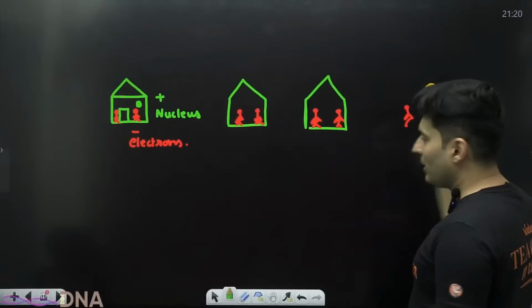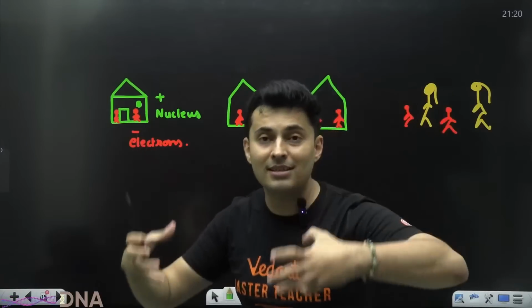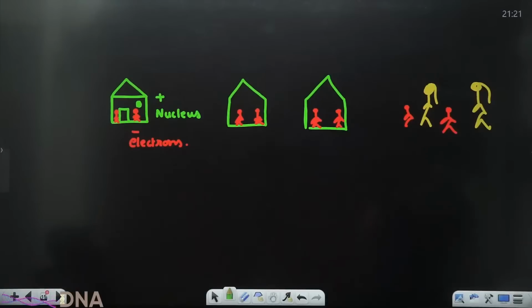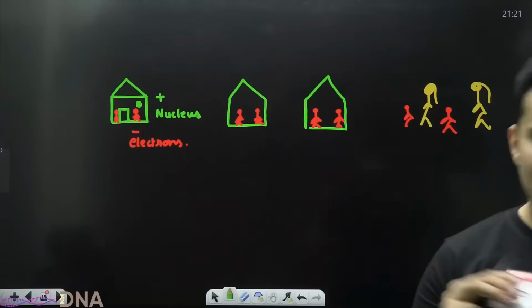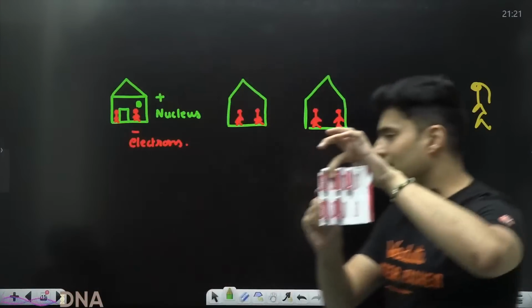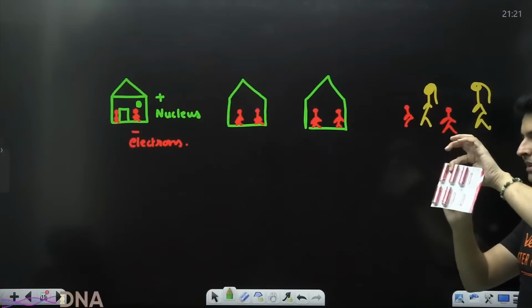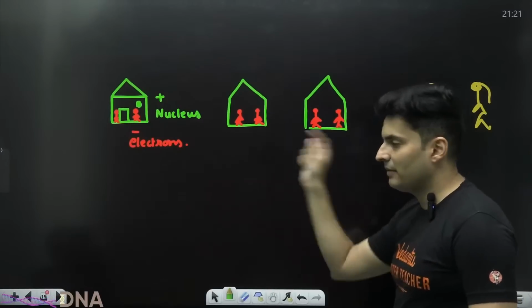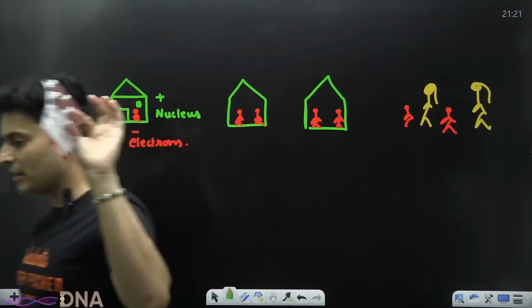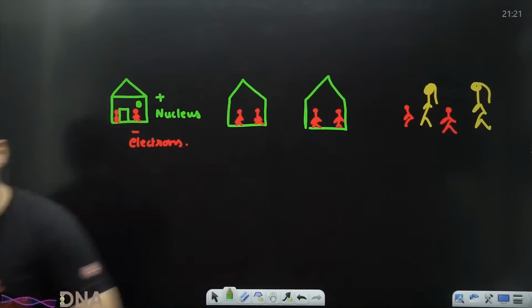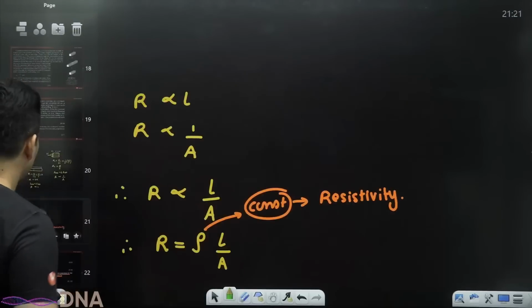So you need to supply Champas, meaning you need an external agent. In this case, you need nothing but a battery. So remember, my dear warriors, you need something like this. These batteries are exactly like these Champas. Without this battery, these Pandus wouldn't have left their houses. The conduction of electricity wouldn't have even started. Is that right? Correct? So that is what they say.